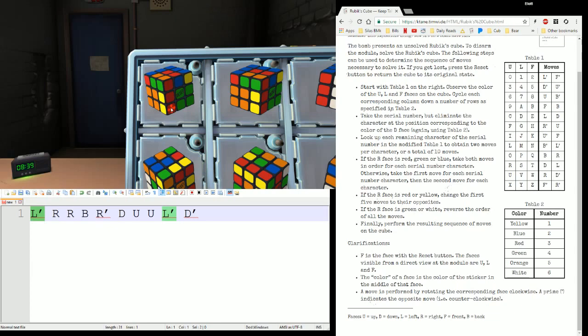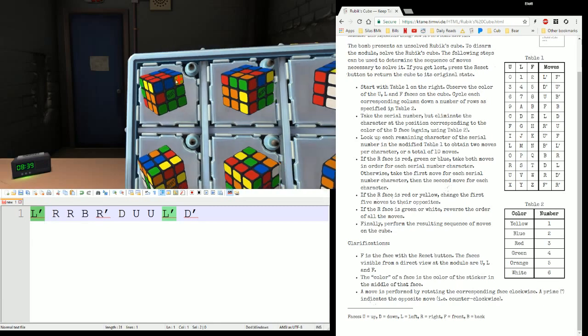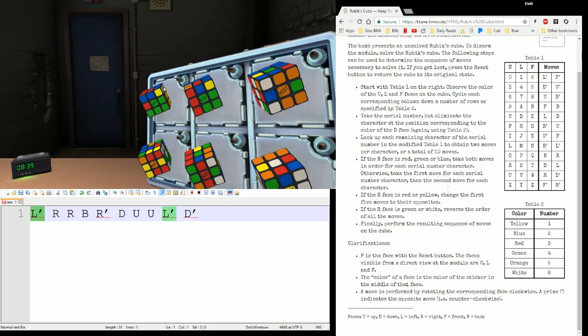Left prime. So we're going to take the left side and we're going to turn it counterclockwise, so this direction. We can actually do it on two different sides, so long as it's in a straight line. So counterclockwise. Then we're going to take the right side, which is back here, and we're going to turn it clockwise twice. So that's this direction, and we're going to do it twice. So 1, 2.